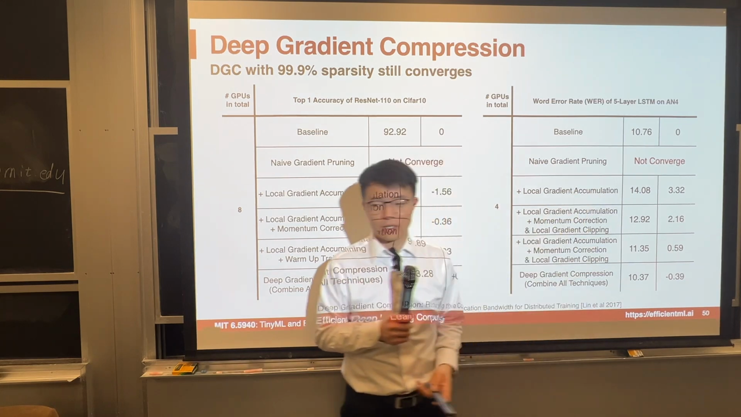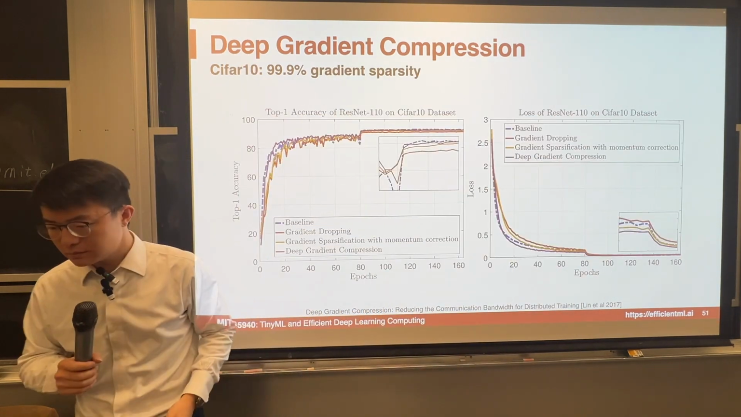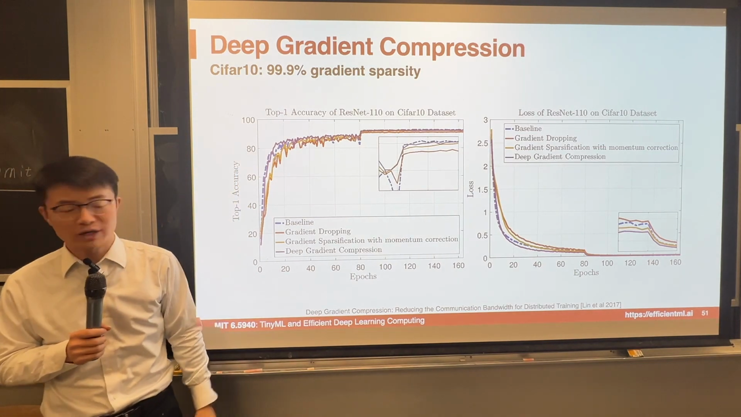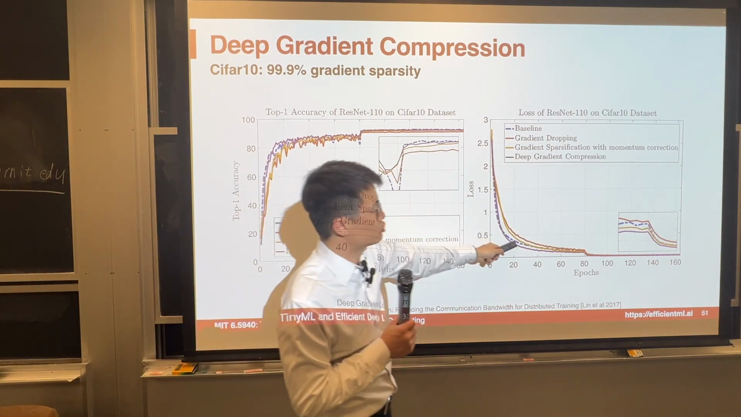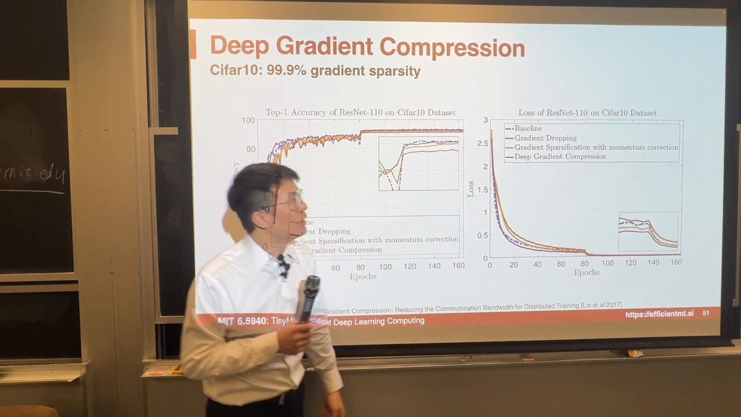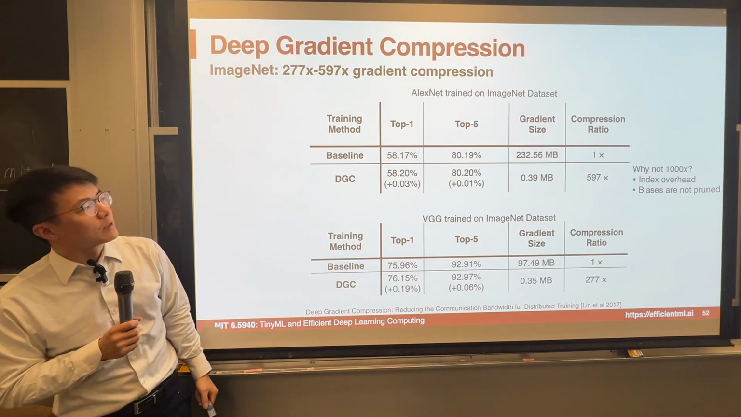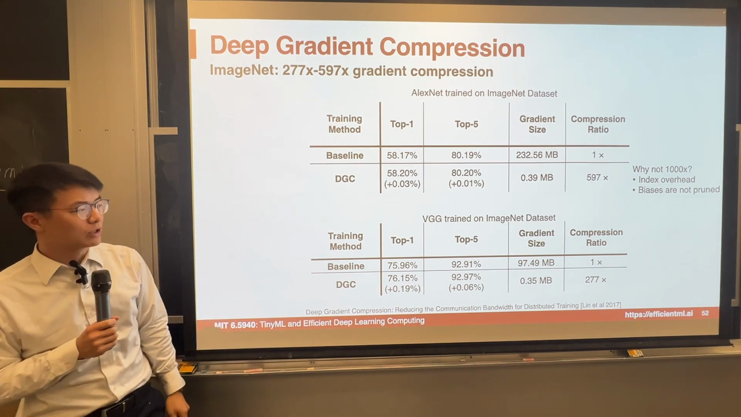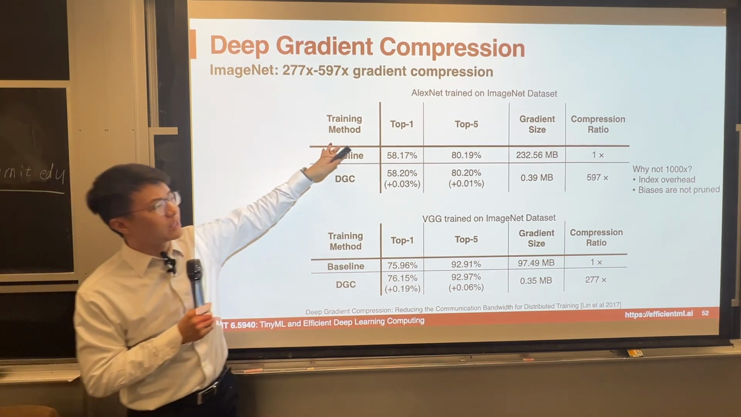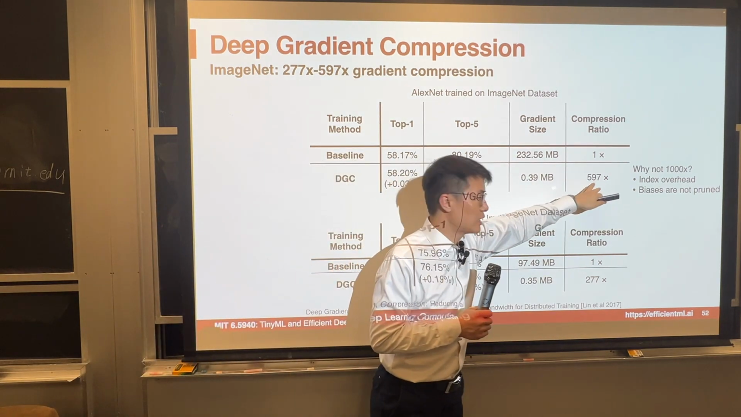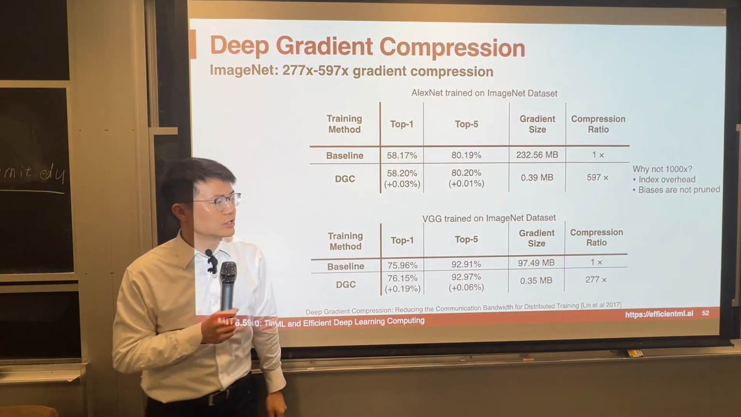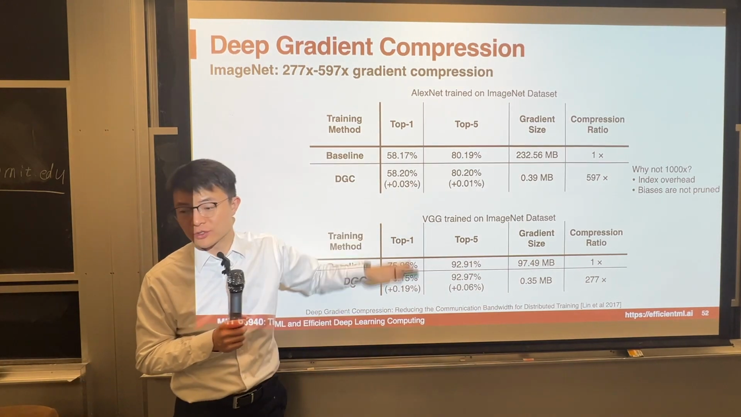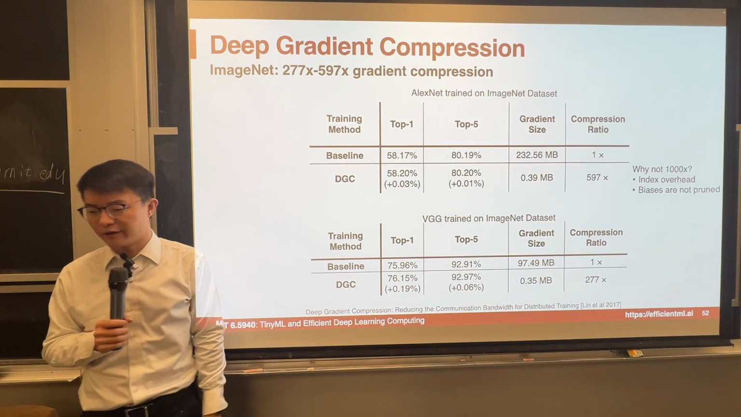Similarly for the other data set. And this is on CIFAR-10, using 99.9% gradient sparsity, we can match the training curve very well. And this is on another data set, the ImageNet data set. The compression ratio for AlexNet is about 500 to 600 times. This is for VGG, it's about 200 to 300 times. The accuracy is fully preserved, both the top 1 and top 5.